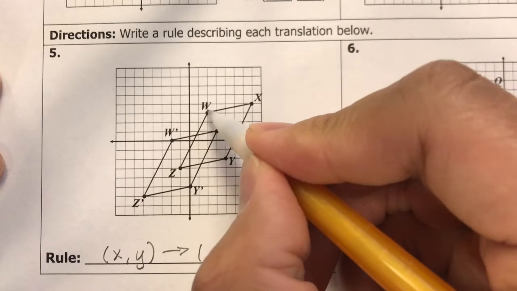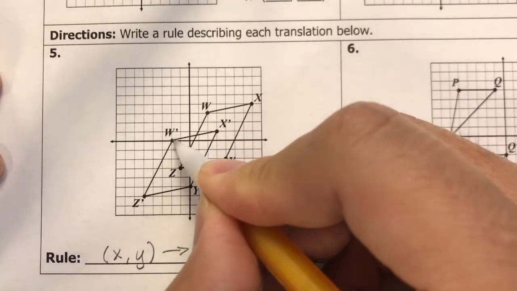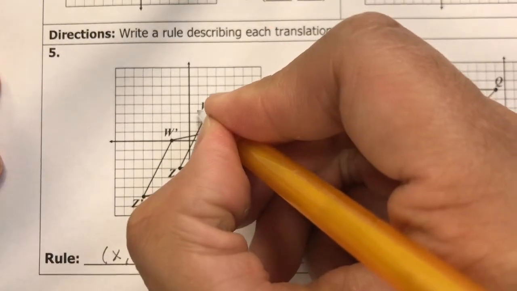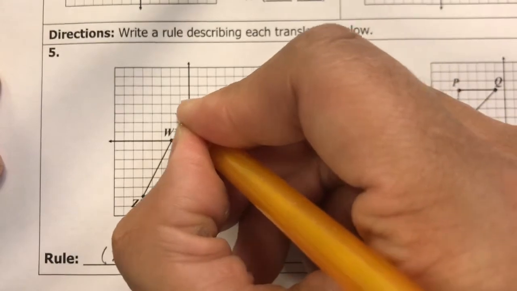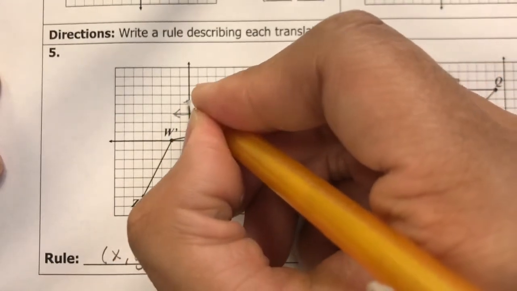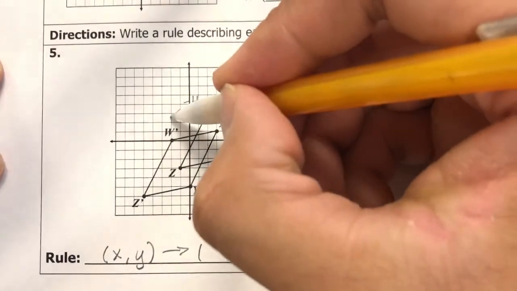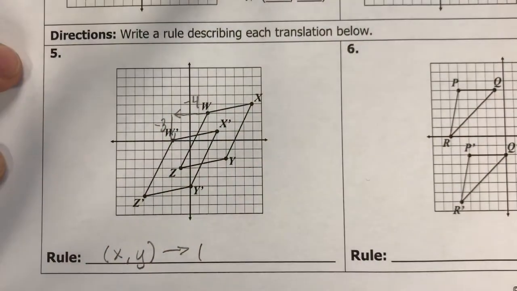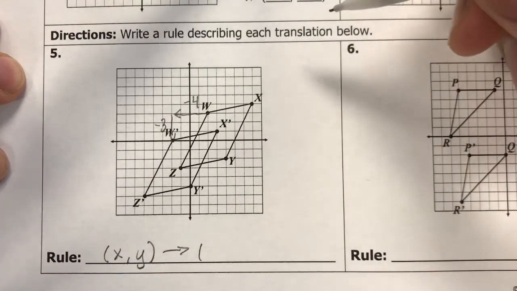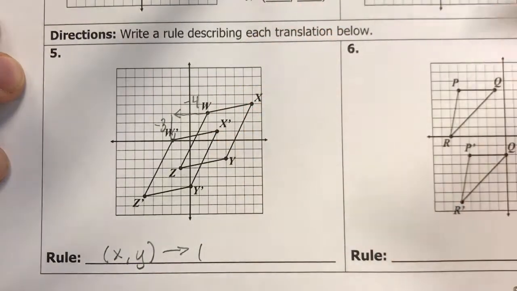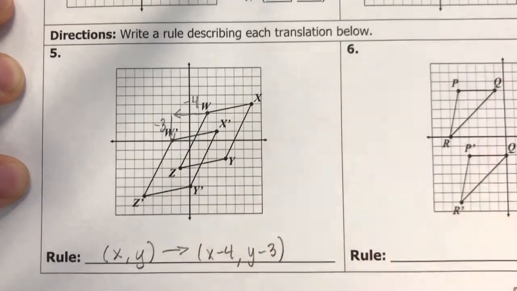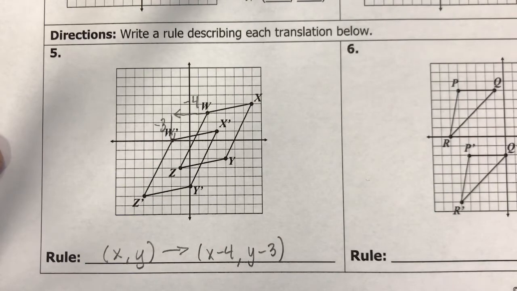If you look, here is our preimage. W prime is the image. And so we're going to count from W to W prime. In the x direction, we're going 1, 2, 3, 4, to the left, so that's negative 4. And then we're going down 1, 2, 3, which is a negative 3 because we're going down. If it was to the right, it would be positive, and if it was up, it would be positive. But here we're going left and down, and so we would get x minus 4 and y minus 3. And that's how you find the rule.